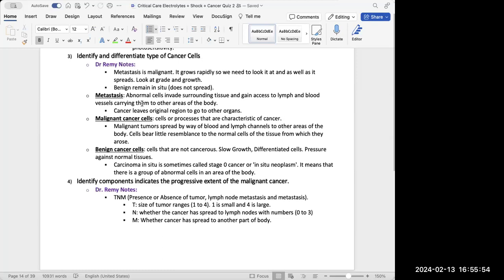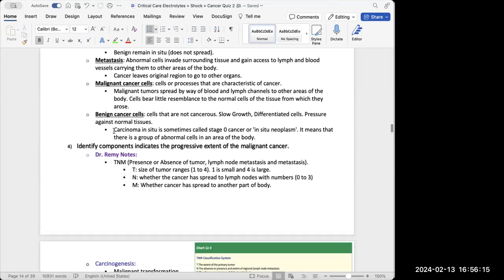Whereas benign, they're not cancerous cells. They have a slower growth. They have differentiated cells, which is good. But a problem that it can cause is that, even though it's not a cancerous issue, it can cause pressure against normal tissues if it gets so big. And something I also want to mention is Dr. Remy said in class about carcinoma in situ, which is basically stage zero of cancer, where there's an abnormal group of cells in the body, but they're not really doing anything.